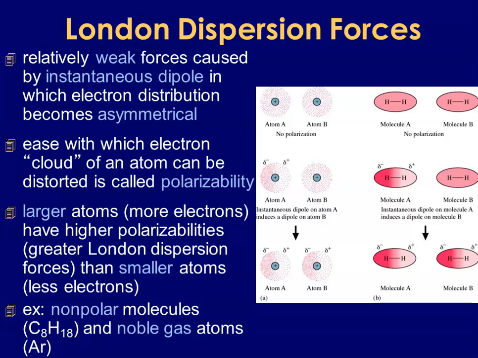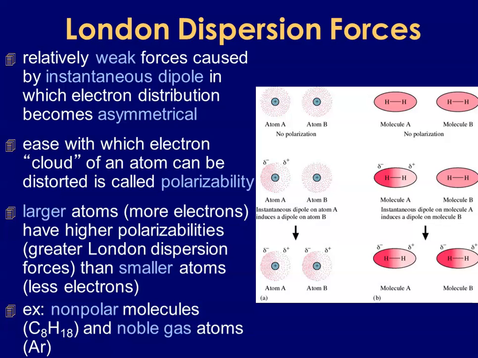What do I mean by an instantaneous dipole? These molecules and these atoms all have electrons. And what will happen is as these electrons are moving around, more of the electrons will end up on one side of that atom or molecule than the other side. And so that's when you have a partial negative charge and a partial positive charge. And because these just occur from random movements, they are instantaneous. The ability of an atom or a molecule to form these instantaneous dipoles is known as polarizability.